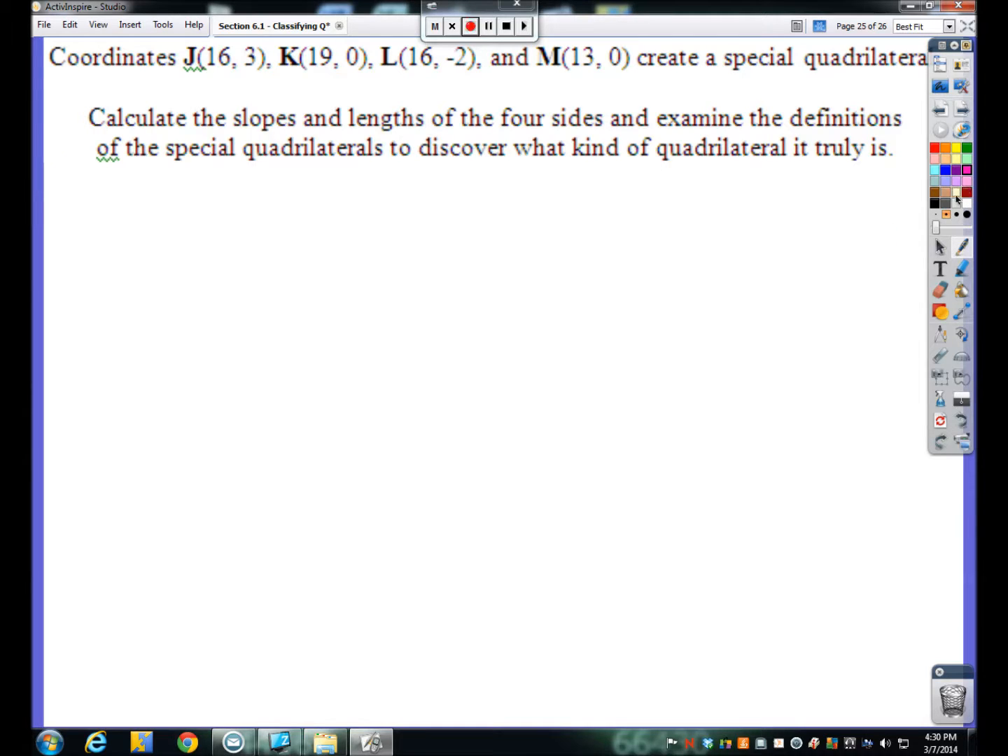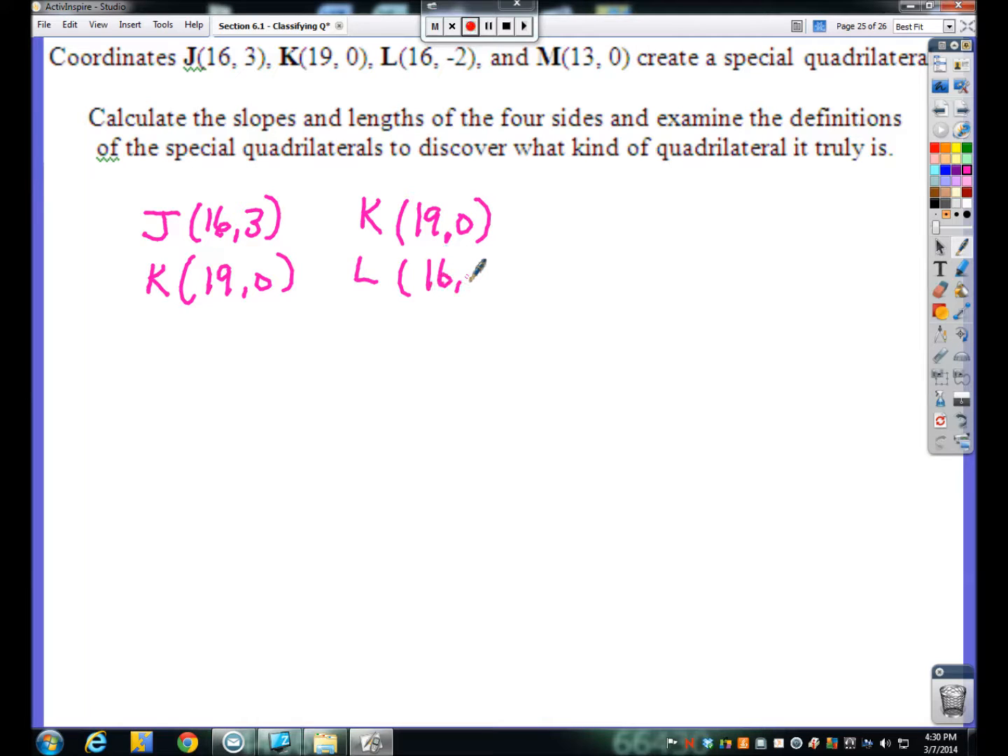So likewise with the first example, I'm going to set up my points and stack them on top of each other in sets. So J and K are going to be right next to each other. So I'll set those points up. And then K and L will be next to each other. And then L and M will be next to each other. And finally, M is going to wrap around back to J.